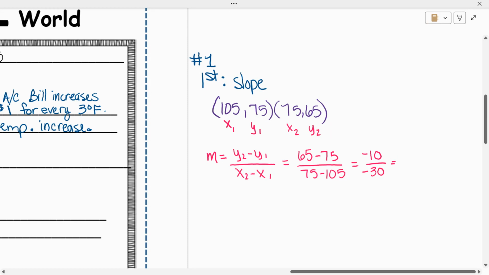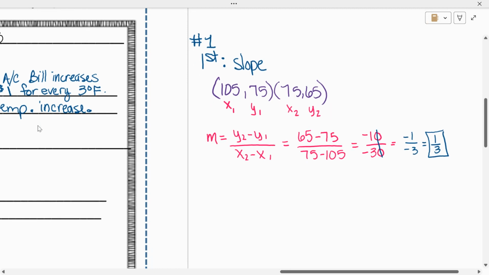And negative 10 over negative 30, well, the zeros cross out, is a negative 1 over a negative 3, which equals 1/3. And we already calculated our slope. So now what do we do? After we find our slope, what do we do next? Find b. Okay, how are we going to do that?